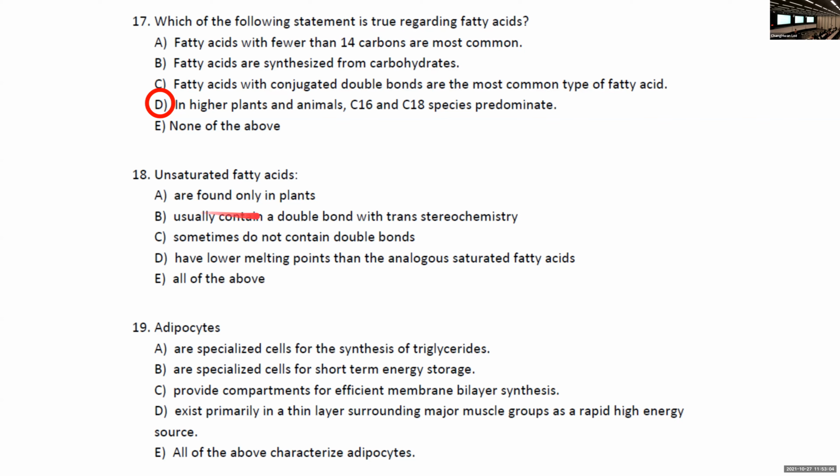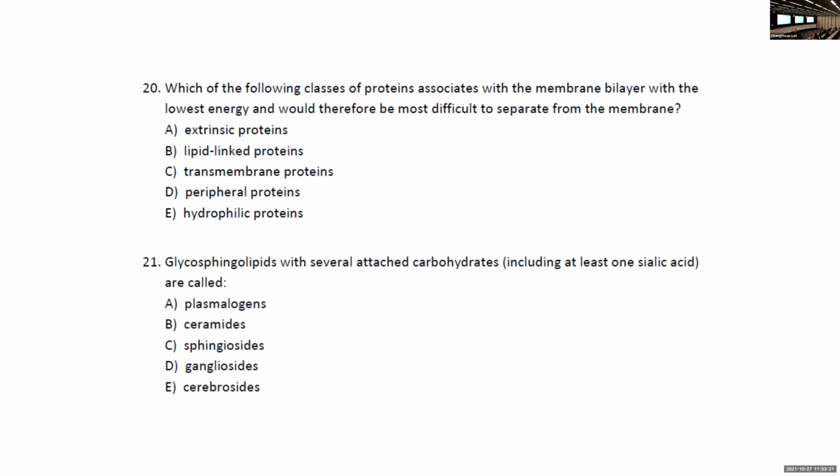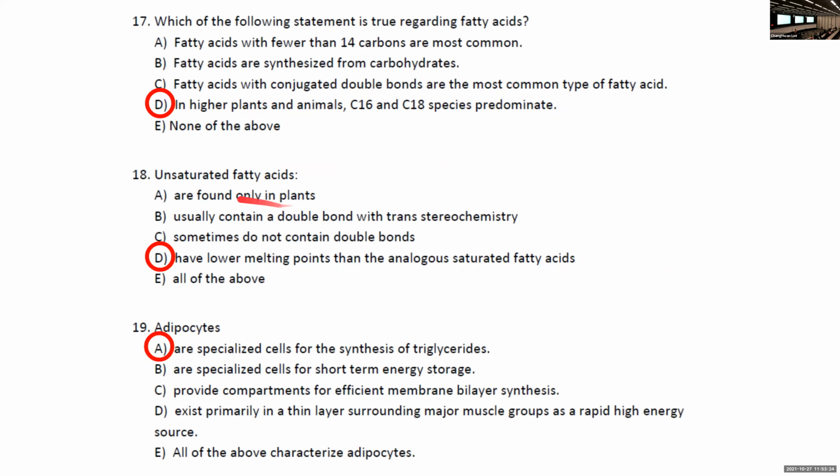Number 18, D, right? And again, you just have to understand the properties of unsaturated fatty acids and make a comparison with the saturated ones. Number 19, A, it's pretty simple, right? Why not B? Adipocytes are specialized cells for short-term energy storage. What is it? It is long-term. Short-term would be glycogen, which happens in liver, as opposed to adipocytes, which are in the connective tissues, right? Storing it for long-term in the form of fat, basically.